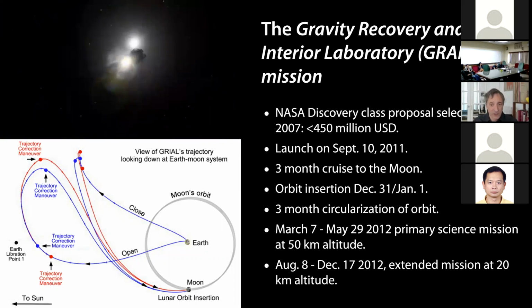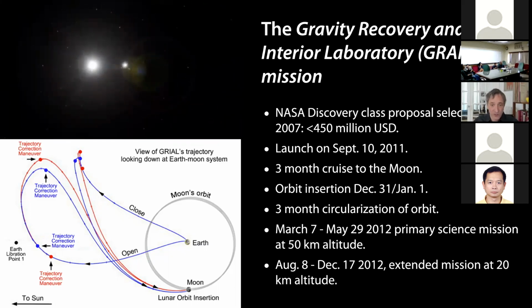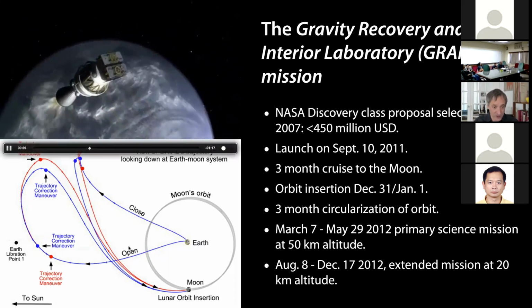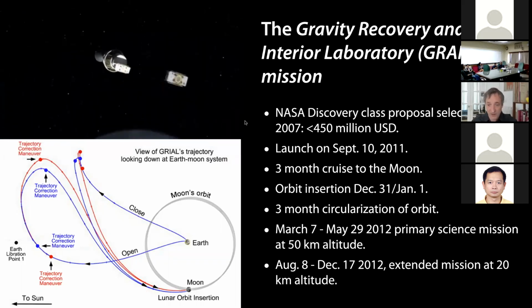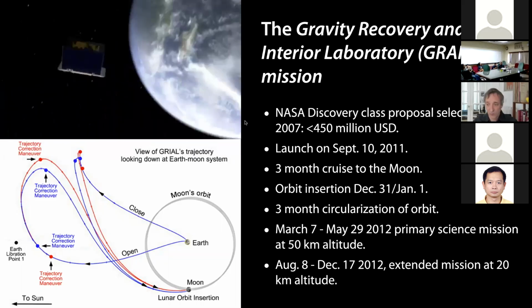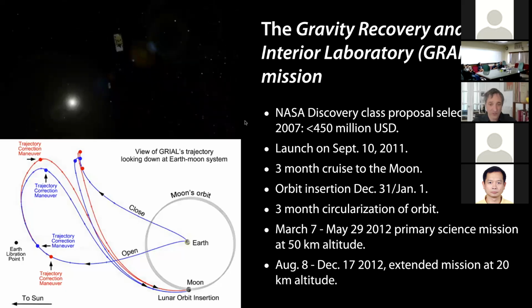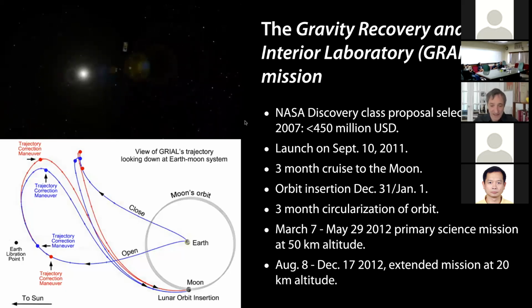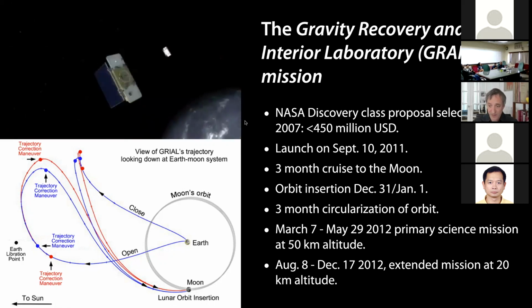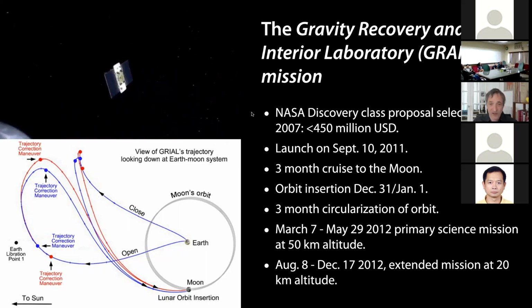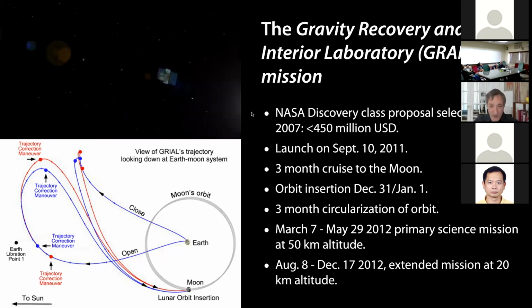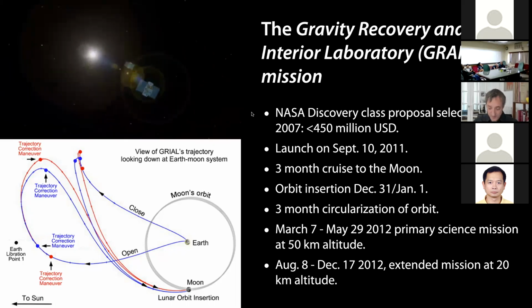Then it took roughly 3 months for the two spacecraft to cruise to the moon using this kind of weird trajectory that I'm showing here on the left-hand side. The spacecraft were inserted into orbit at the end of the year. We spent 3 months circularizing the orbits, and then we had a 3-month primary science mission where we mapped the gravity field from 50 kilometers altitude. After that, we waited a couple months and had an extended mission for roughly 3 months where we mapped the gravity field at a lower altitude of 20 kilometers. So this is a very, very quick mission. Between the launch and the end of the mission, it was just over 1 year.